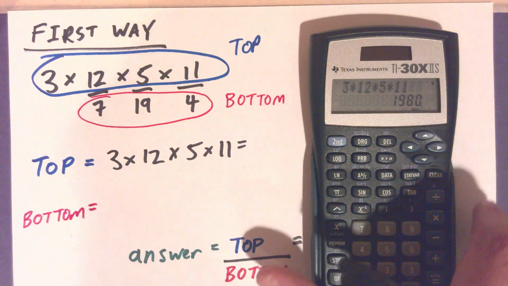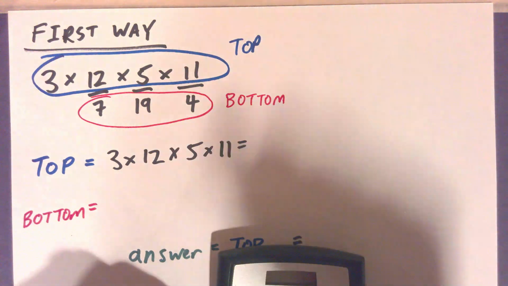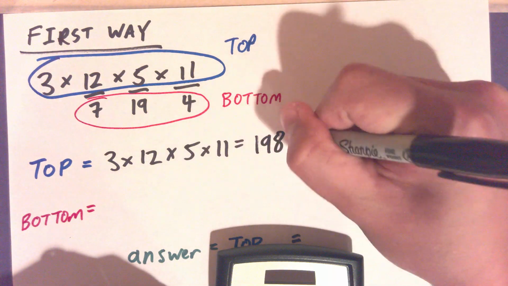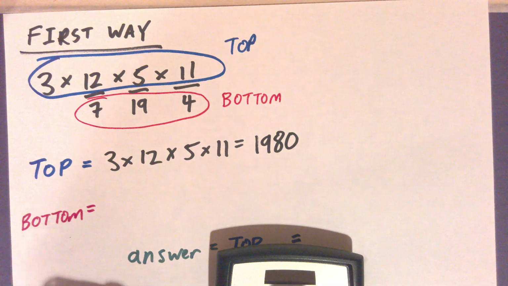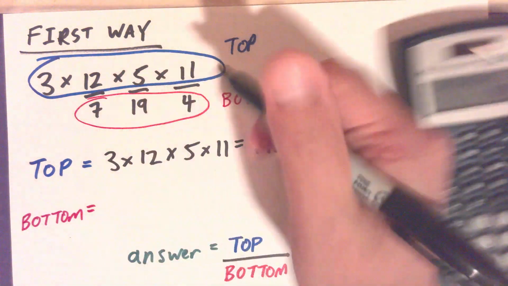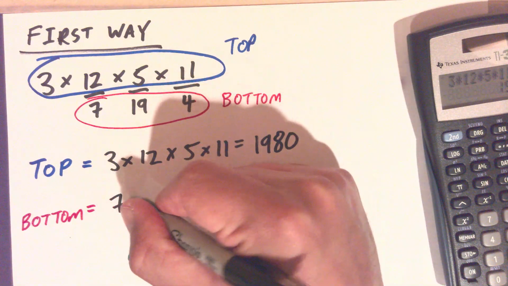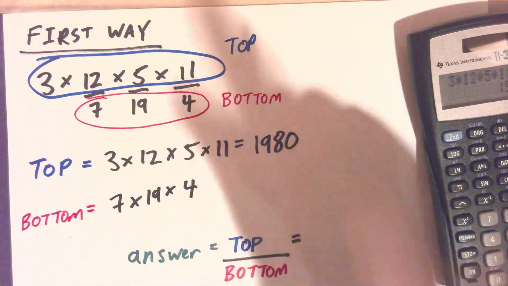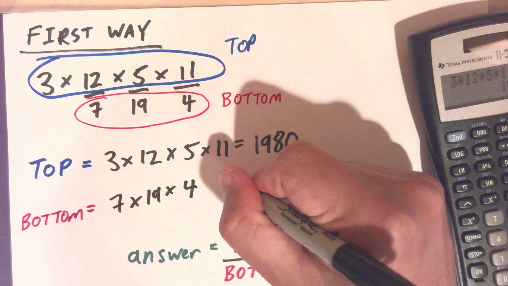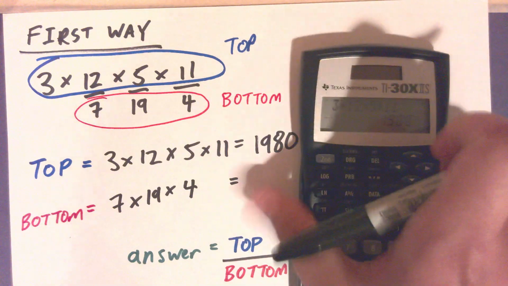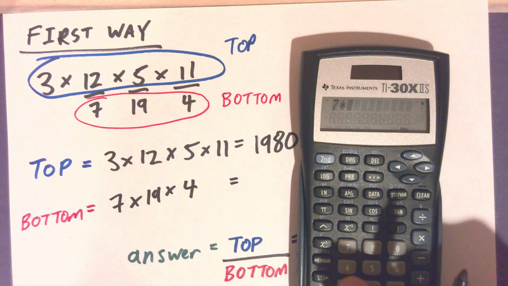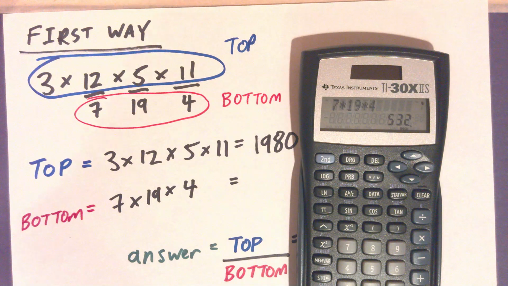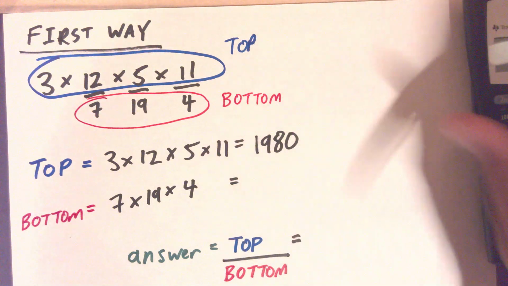I get 1,980. All right. For the bottom portion, we have 7 times 19 times 4. And we get 532.